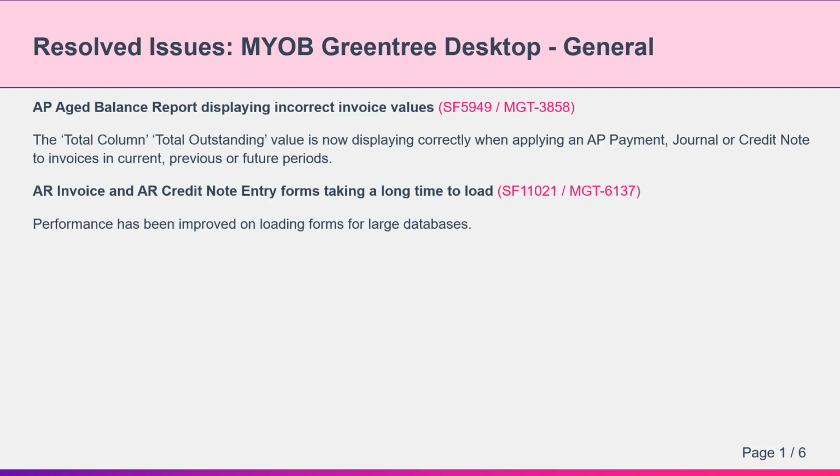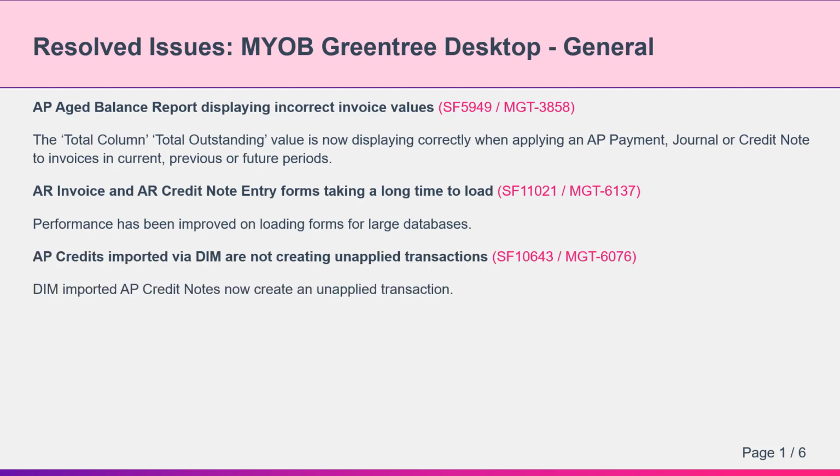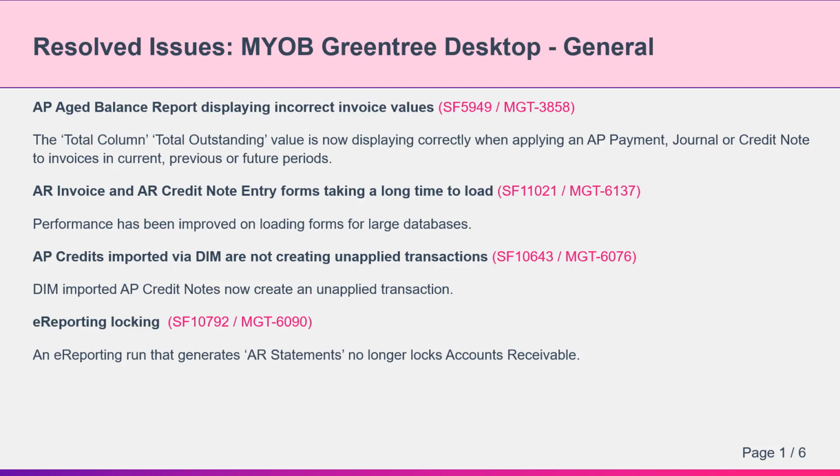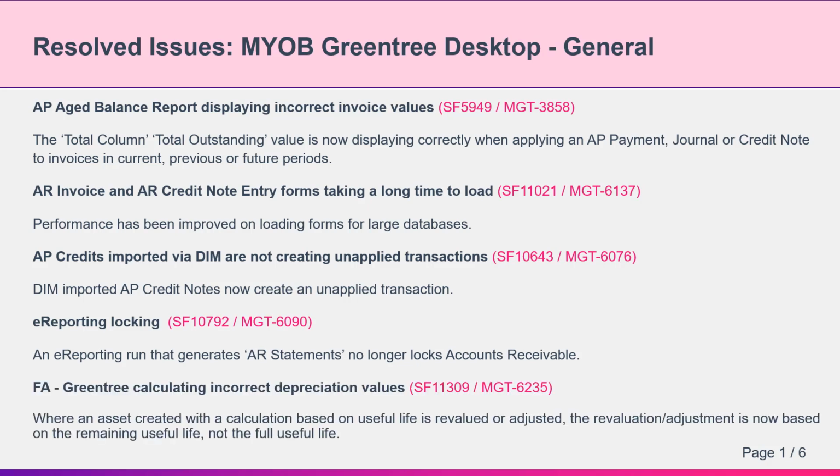For AR invoice and AR credit note entry form, performance has been improved on loading forms for large databases. The DIM imported AP credit note now creates an unapplied transaction. An e-reporting run that generates AR statements no longer locks accounts receivable. For fixed assets, where an asset created with a calculation based on useful life is revalued or adjusted, the revaluation adjustment is now based on the remaining useful life, not the full useful life.